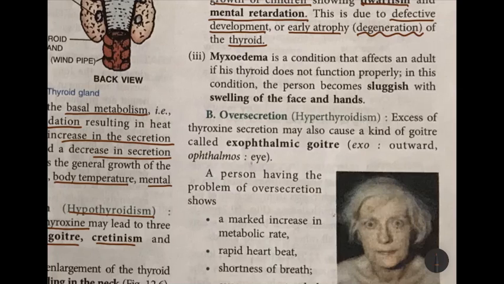Next is myxedema, which is a condition that affects an adult if his thyroid does not function properly. In this condition, the person becomes sluggish, that is very slow, with swelling of the face and the hands.